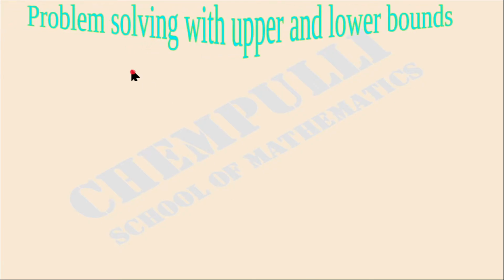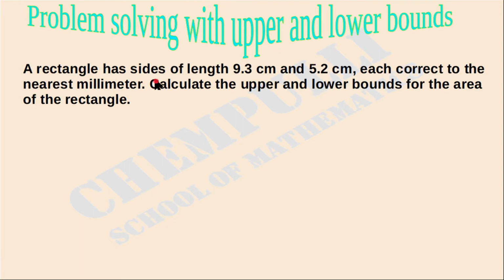Here we are going to learn problem solving with upper and lower bounds. A rectangle has sides of length 9.3 cm and 5.2 cm, each correct to the nearest millimeter. Calculate the upper and lower bounds for the area of the rectangle.